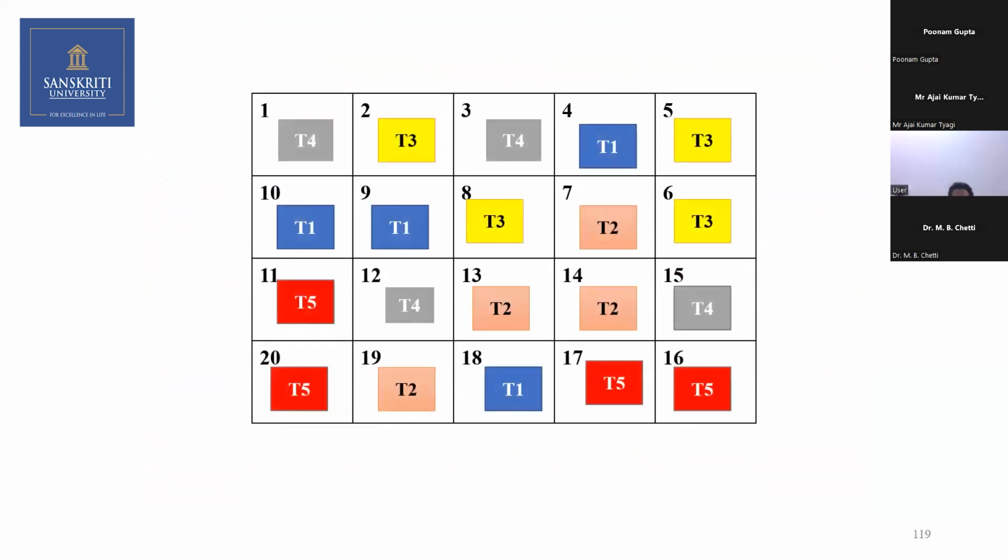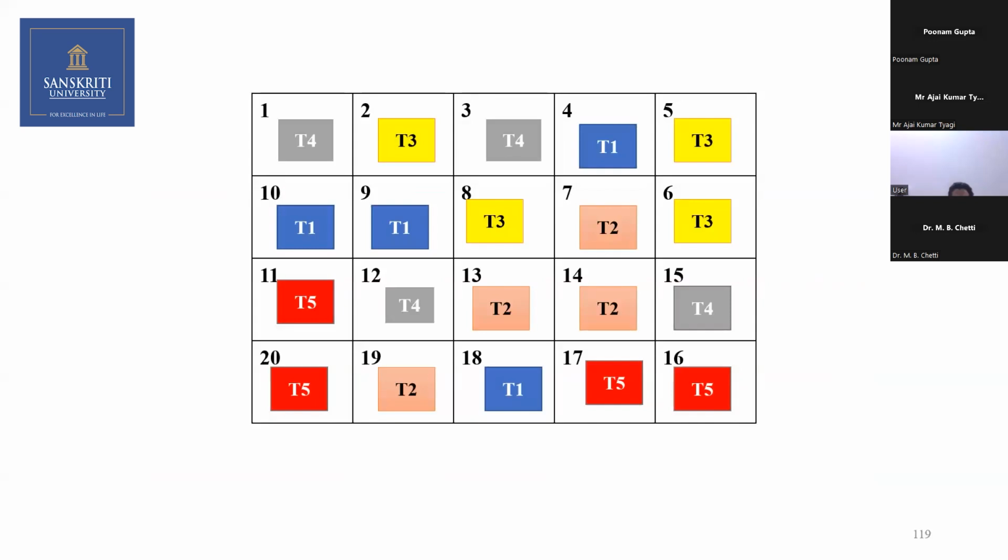How do we allot the treatments? T1 could be allotted anywhere. Actually, 5 treatments have been tried 5 times. You can see in the second row, it is allotted nearby: T1 and T1. The 9th plot also has it, and the 10th plot also has it.